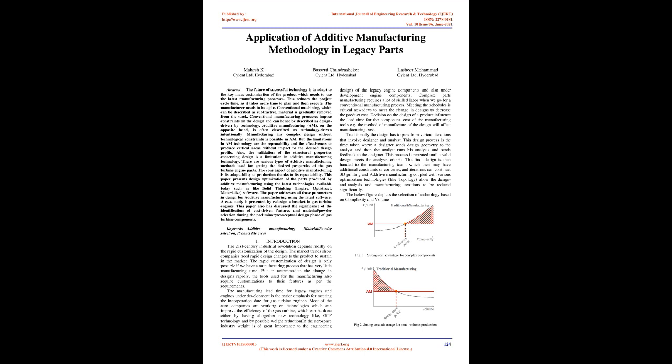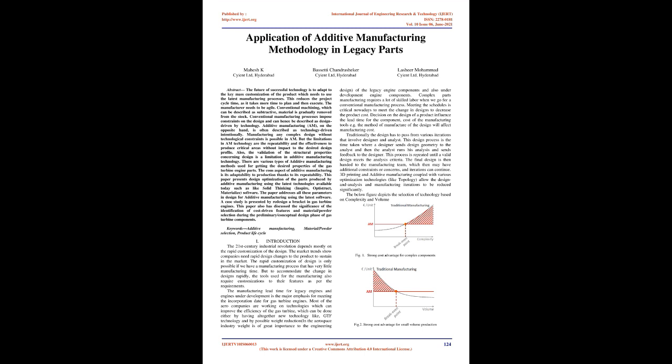In the aerospace industry, weight is of great importance to the engineering design of the legacy engine components and also under development engine components. Complex parts manufacturing requires a lot of skilled labor when we go for a conventional manufacturing process. Meeting the schedules is critical nowadays to meet the change in designs to decrease the product cost. Decisions on the design of a product influence the lead time for the component and the cost of the manufacturing tools, e.g., the method of manufacture of the design will affect manufacturing cost.